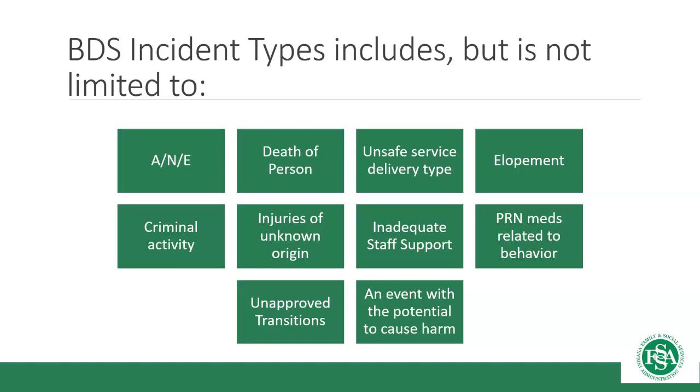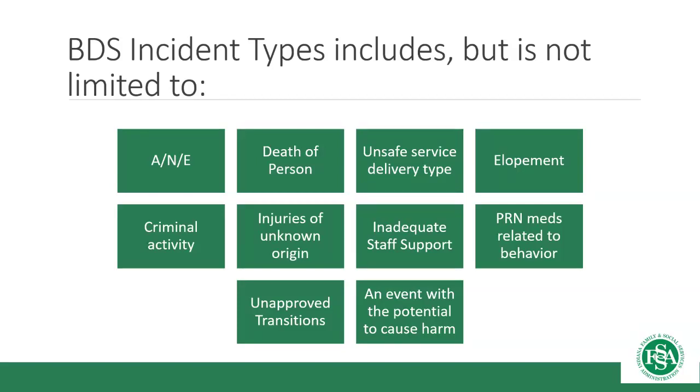This list includes, but is not limited to, abuse, neglect, and exploitation, death of an individual, an unsafe service delivery site, a fire that meets specific criteria, elopement, suspected or actual criminal activity by an individual or employee of a provider, an event with the potential to cause significant harm or injury requiring medical intervention, admission to a nursing facility, injury of unknown origin, a specific injury, an injury caused while being restrained, a medication error that meets specific criteria, inadequate staff support with the potential for significant harm or death, inadequate medical support, use of a PRN medication related to an individual behavior, and an unapproved transition.